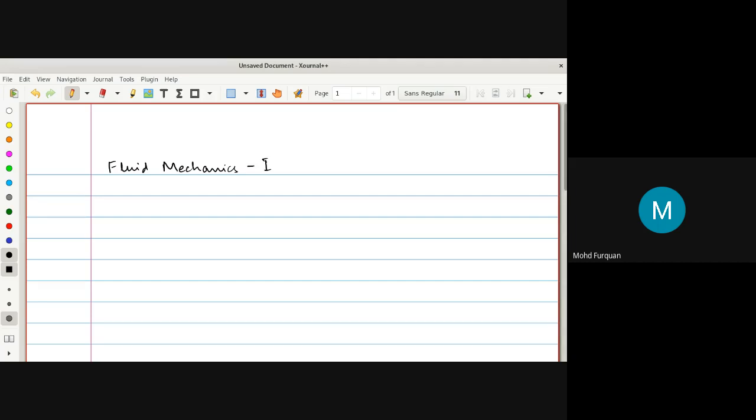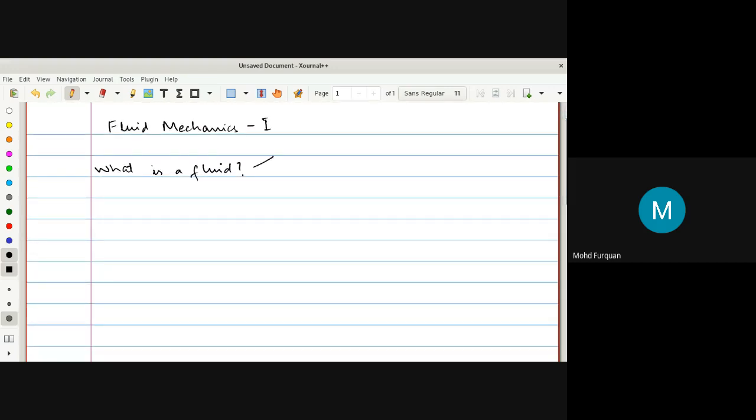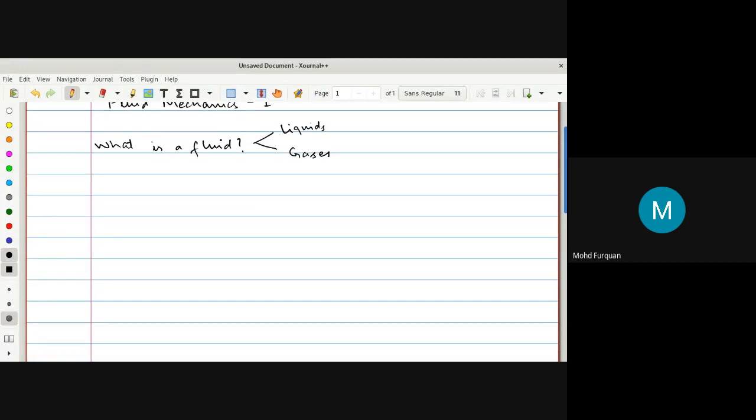So the first thing that you should know in this course is what is a fluid. I very briefly mentioned that in the presentation. In the presentation, I said that fluid is either liquid or gases. So liquids and gases are together called fluid. But there is a more technical definition of that, which clarifies how fluid and solid differ.